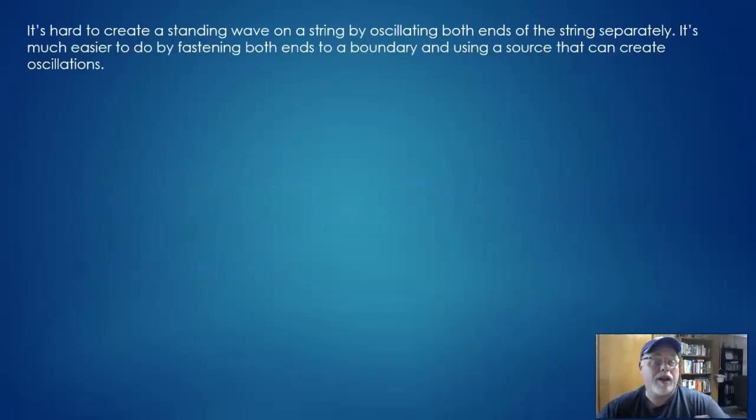It's hard to create a standing wave on a string or a wire by just oscillating both ends. That's really hard to do, to get the same amplitudes and the same frequencies and all that together. It's a lot easier if you fasten both ends of the string to some sort of boundaries, like walls, and you use a source that can create oscillations from the outside. Your book is an example of a setup like this.